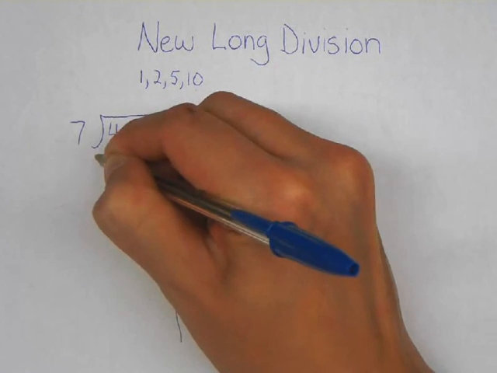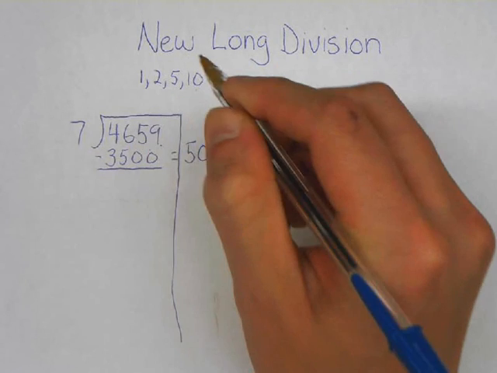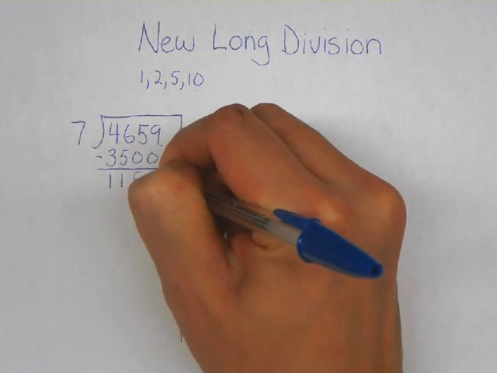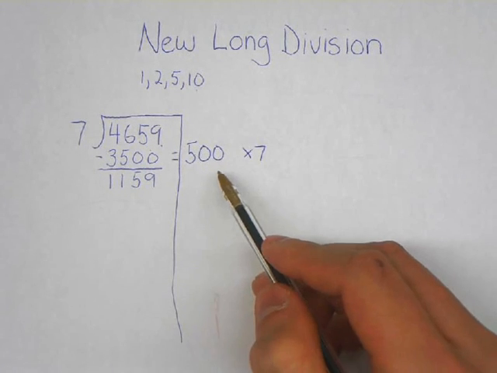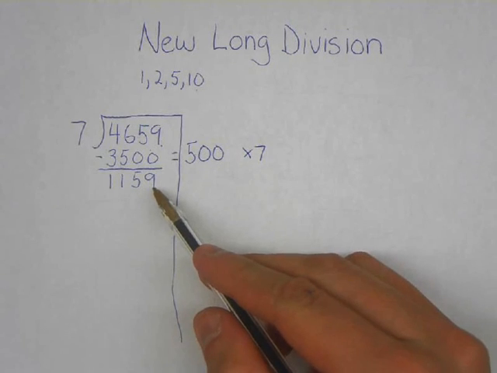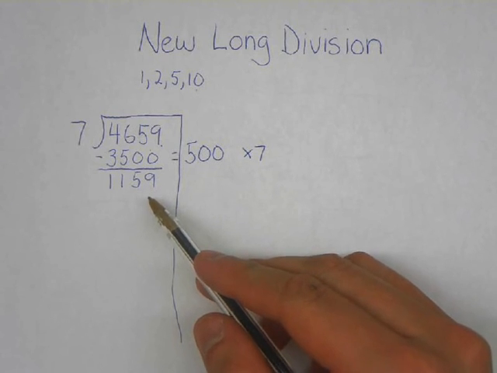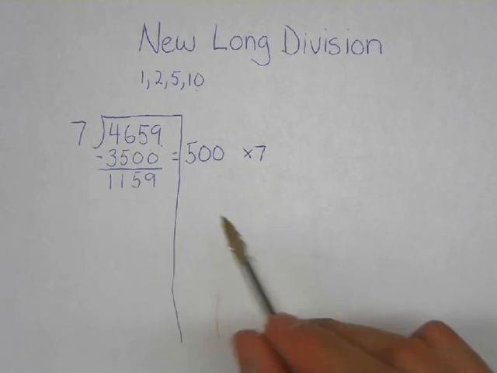Just like the traditional way, we're going to subtract this. And you'll see that we have 1,159. Alright, so we now have 500. Now we're going to keep breaking this number down so it finally gets to 0 or lower than 7, which would be then a remainder.